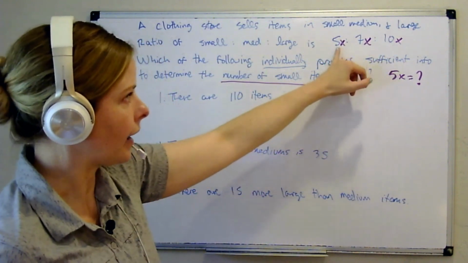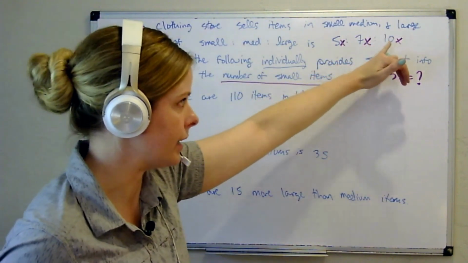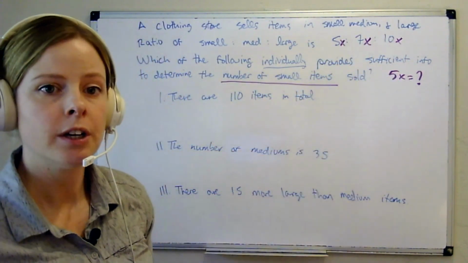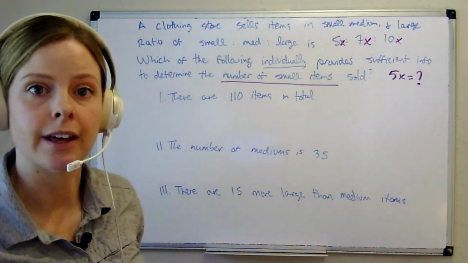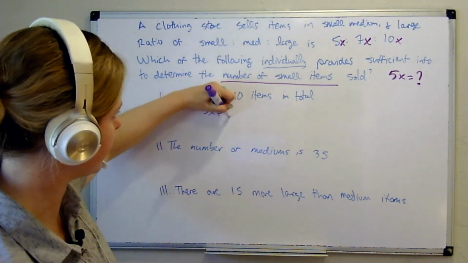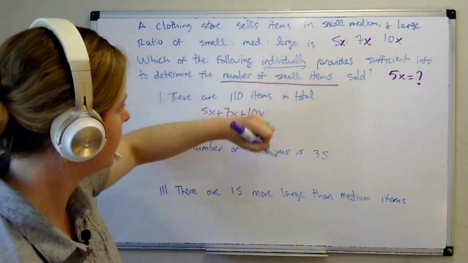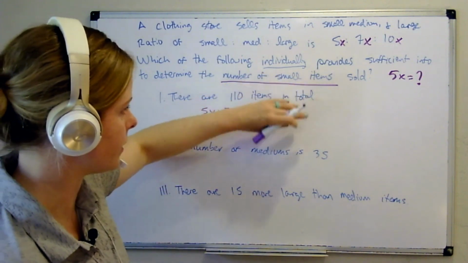Well, 5x is going to be my number of small items, 7x is going to be my number of medium, and 10x is going to be my number of large. So if I just add all those up, then I'll have my total number of things that were sold. So let's just do that. We've got 5x plus 7x plus 10x. And then we're told that that all adds up to 110 items at the end of the day.